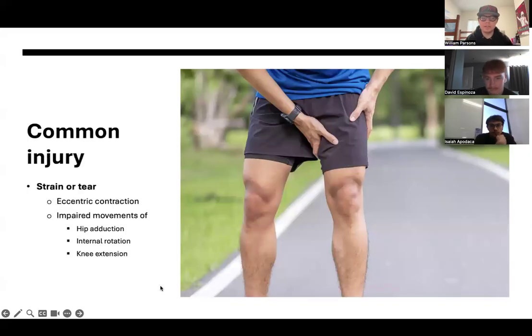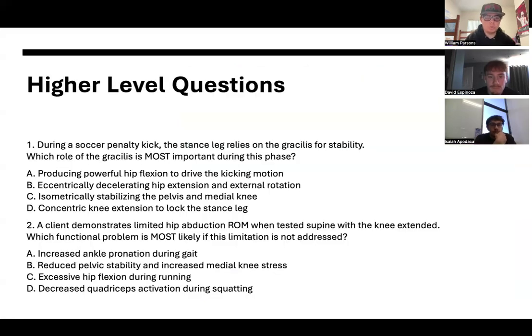All right, so a common injury to the gracilis would be a strain or a tear. This would happen in eccentric contraction, and with a strain or a tear, the impaired movements would be hip adduction, internal rotation, and knee extension. And two higher level questions to ask: during a soccer penalty kick, the stance leg relies on the gracilis for stability. Which role of the gracilis is most important during this phase?